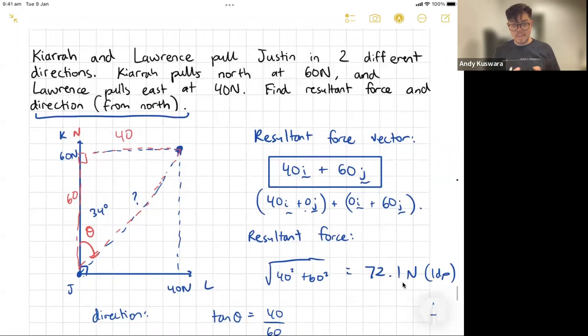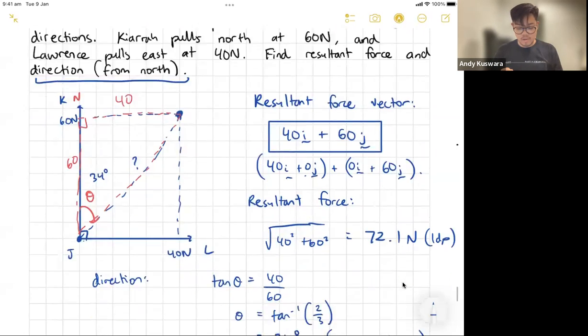So again, it's this idea of a resultant vector: someone's pulling in one way, someone's pulling in the other way. Those two vectors can be written as if they were one vector by summing them. And then from there, you can find the resulting force, and you can also find the direction that it's being pulled in. Okay. Hopefully that makes sense.